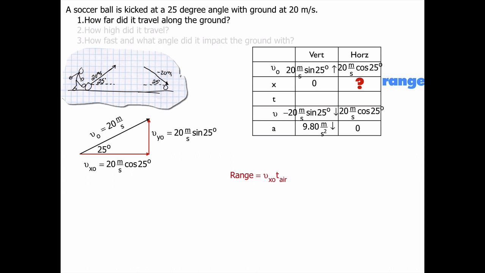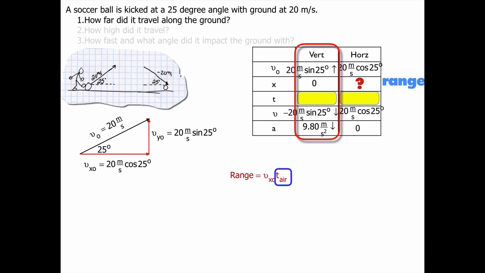So if I look at this, I'm looking for the time in the air in order to solve this question, because I already have Vx0, that's the horizontal initial velocity, which is 20 meters per second cosine 25. So I need to find the time in the air. That means I can find the time using vertical or horizontal givens. I don't have enough horizontally in this case, but I do have enough vertically to find the time, and then I can copy it over into the horizontal column.